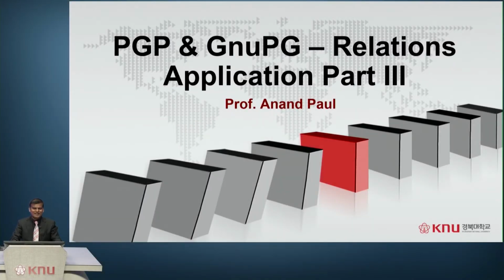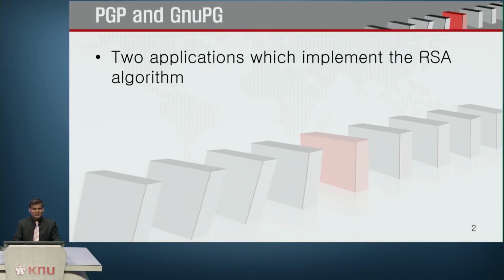Hello again and welcome back to this course on discrete mathematics, and today we are going to talk about some more applications of relations, that is PGP and GnuPG. PGP is Pretty Good Privacy and GnuPG is GNU Privacy Guard. Let's talk about these two things a little bit. Actually, these two applications implement RSA algorithms. In the last lecture, we focused on RSA algorithms, and today we are going to see more on this.